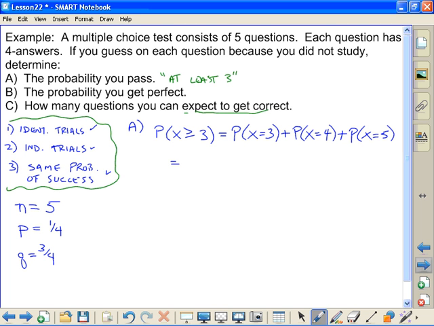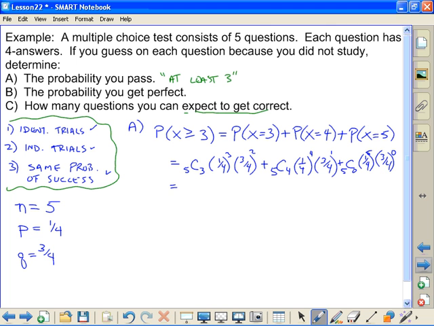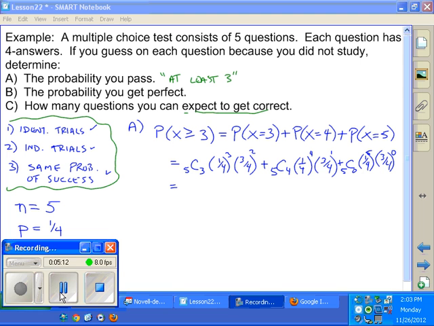So starting it off here, 5 choose 3, 1/4 to the 3, 3/4, and it's got to be 5 take away 3, so it'd be 2. The next one would be 5 choose 4, 1/4 to the 4th, 3/4 to the 1, plus 5 choose 5, 1/4 to the 5, 3/4 to the 0. So now we need to go ahead and calculate that to determine the probability of getting at least 3, which means that we passed this particular test. So let's go ahead and calculate.